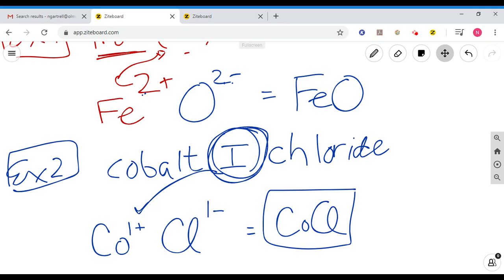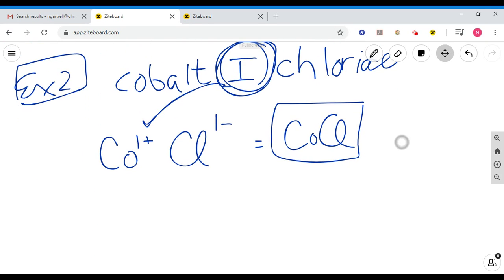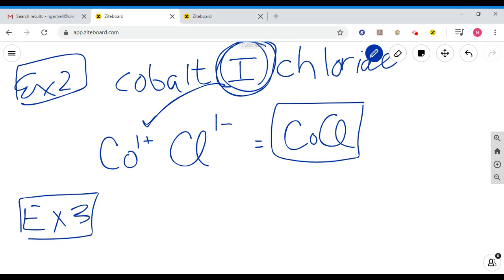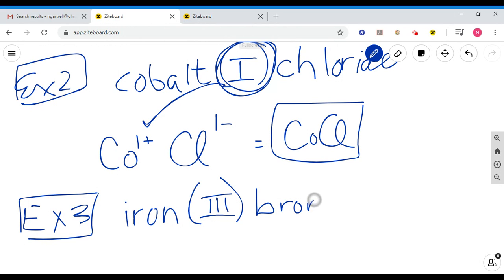Okay, a few more examples. Let's do example 3: iron, Roman numeral, bromide. At this point, I want you to pause the video and try to solve this problem on your own. When you think you have it solved, unpause it and come back.